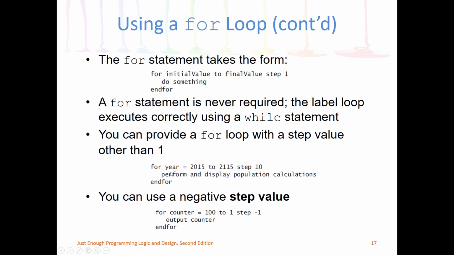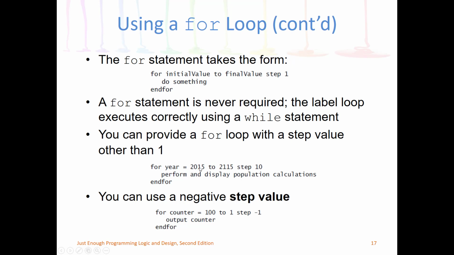All right. For year equals 2015 to 2115, step 10. So we're incrementing our counter in steps of 10. So you perform and display population calculations. So it just keeps going. We know that the beginning year, this is the loop control variable, by the way, is initialized to 2015. This step only takes place once if you're going to do the initialization here. That's at the beginning. So the first thing it does is initialize year to 2015. Then it compares 2015 to 2115 to see if you've reached 2115 yet, because this is your start value and your end value. That's your comparison.